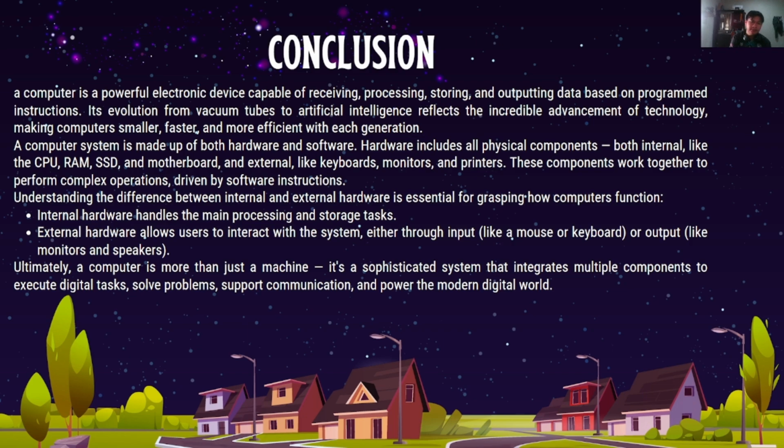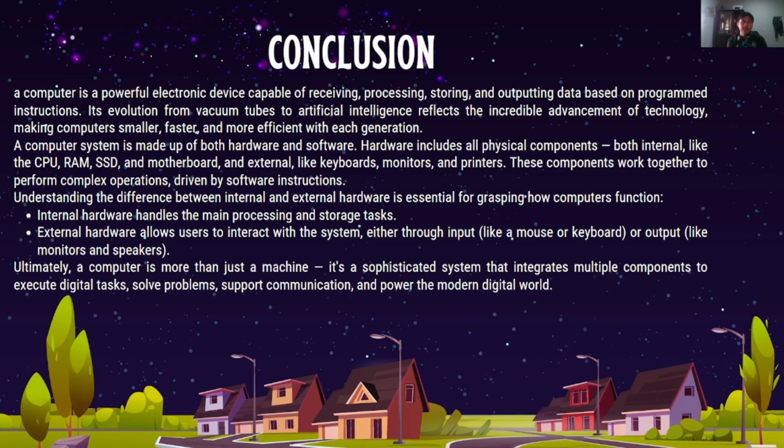Conclusion. A computer is a powerful electronic device capable of receiving, processing, storing, and outputting data based on programmed instructions. Its evolution from vacuum tubes to artificial intelligence reflects the incredible advancement of technology, making computers faster and more efficient with each generation.